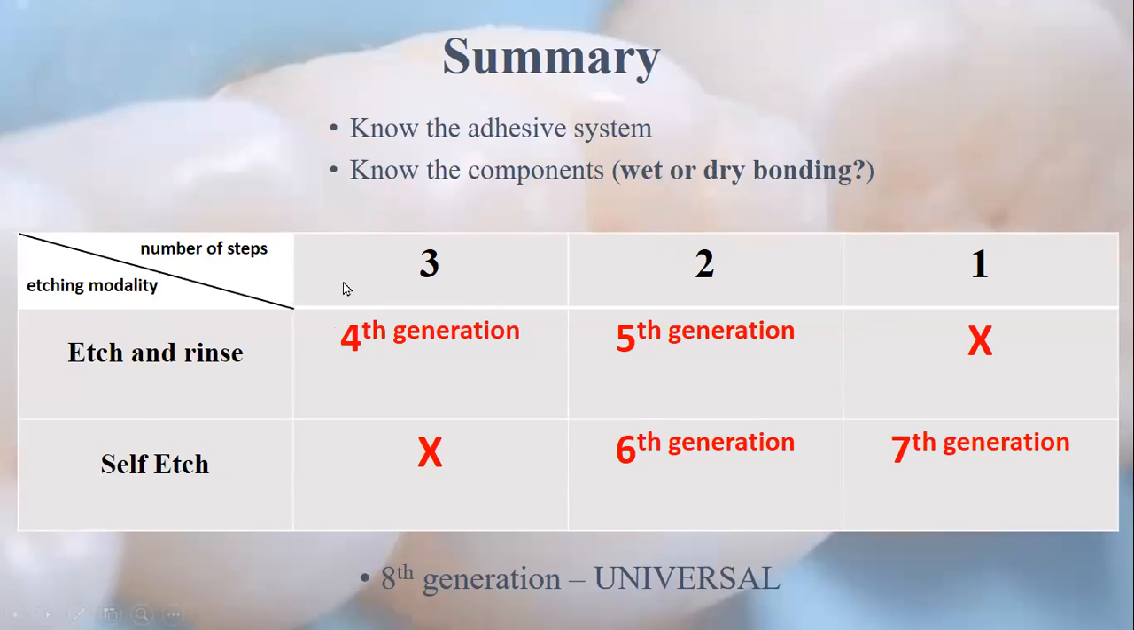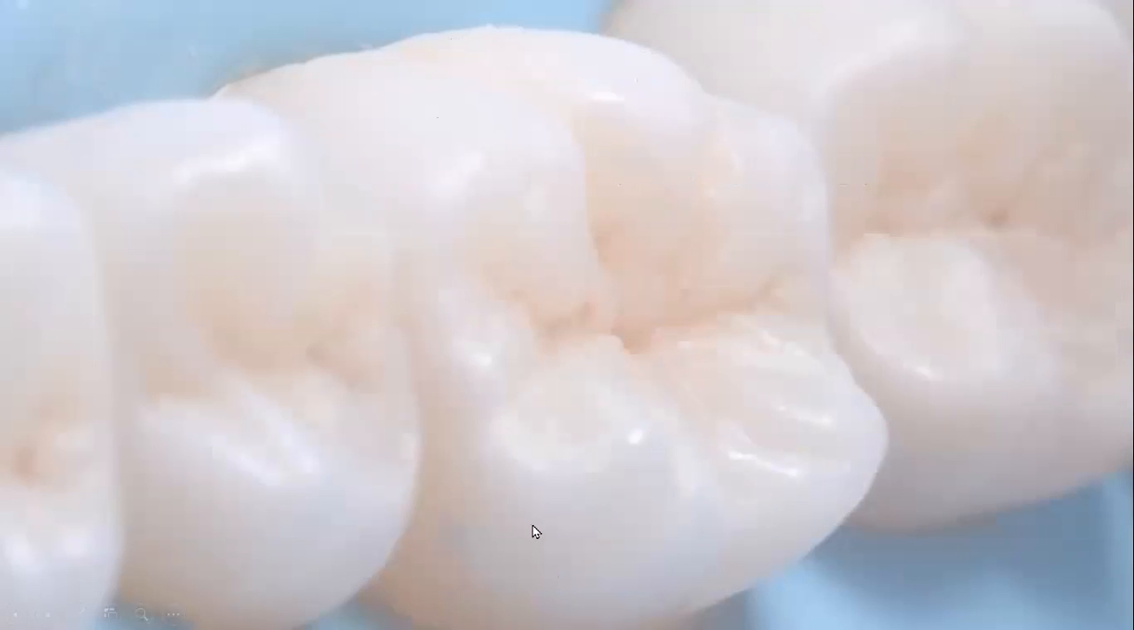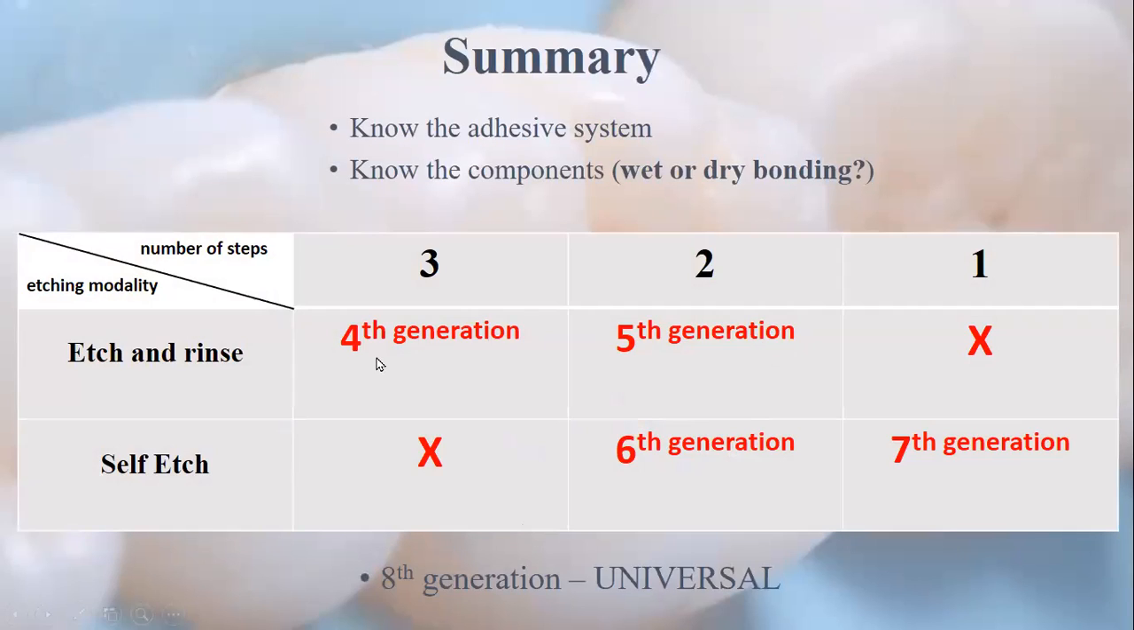Combination of the rows and the columns, you can be able to depict any generation. So we'll try to go through it. An adhesive system with 3 steps in the etch and rinse modality is the 4th generation.